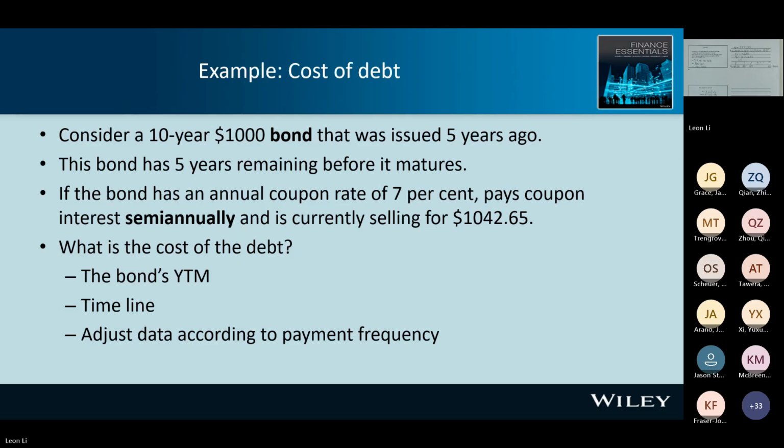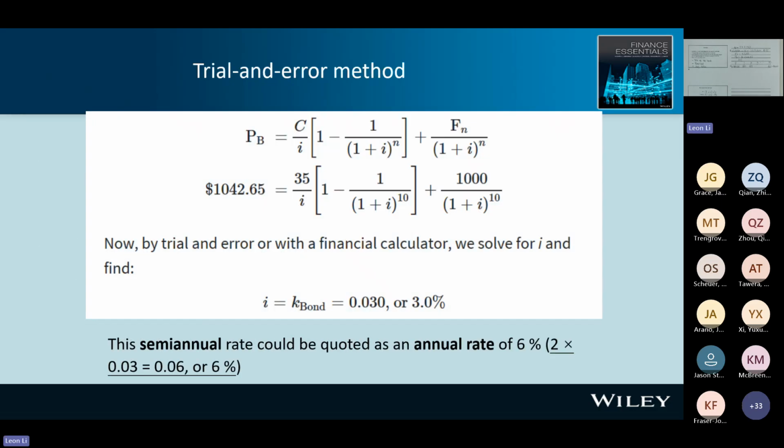So next slide. So this is our bond valuation formula, all right? So we have the bond price, this amount, face value 1,000, coupon payment $35, number of periods 10. Then we want to know the I variable, right? So you can use trial and error or a financial calculator to solve for the I variable.